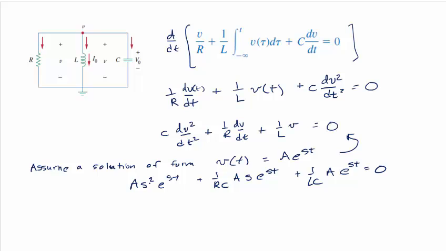Because of the second derivative of this, we'll put an s squared up front, right? And the first derivative of A e to the st, we'll put an s up in front as a multiplier. And there we just put A e to the st in there. So all the e to the st's cancel out, or you divide everything by e to the st, and this is a 0. All the A's cancel out, and you're left with s squared plus 1 over RC s plus 1 over LC equals 0. So this is a quadratic equation where you can find two roots, s1, s2.